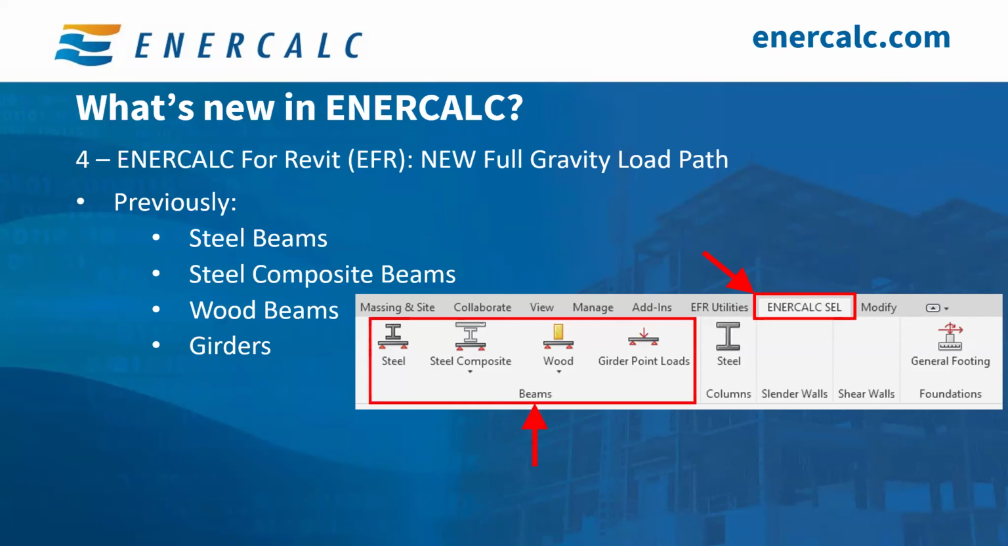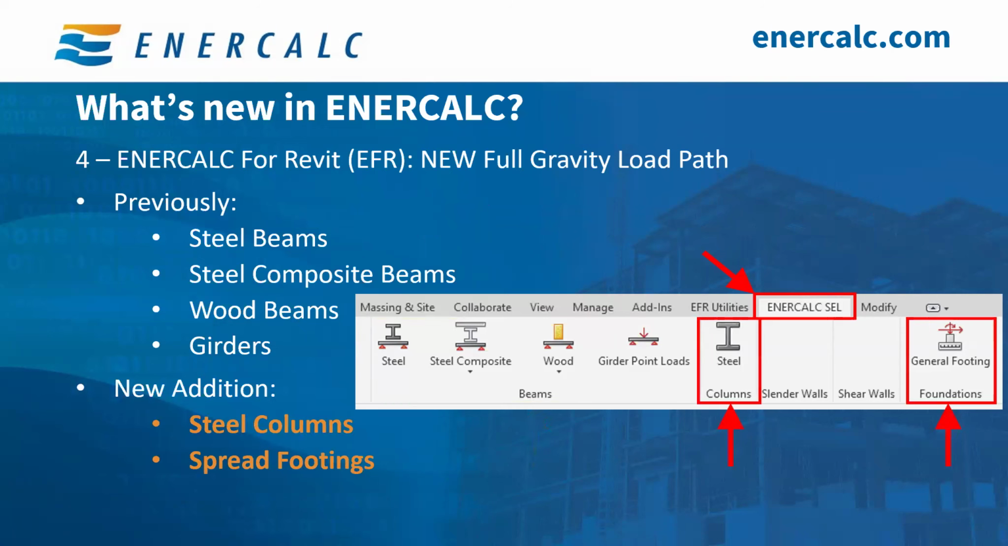So we previously supported steel beams, steel composite beams, wood beams, and girders. And recently we started supporting columns and spread footings. And this way you truly have a full gravity load path from the roof or the floor all the way down to your foundation design.